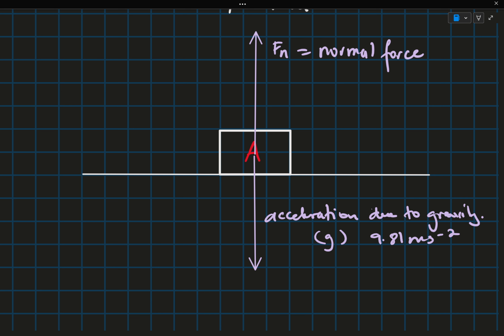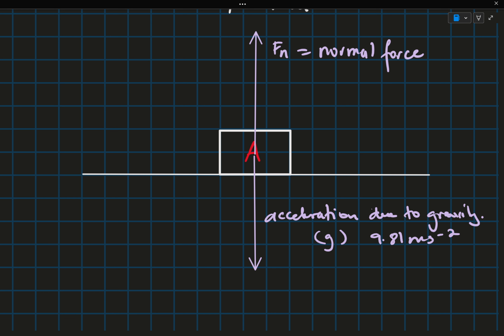Alrighty? So that's fine. It shows why the box doesn't just fall through the table. There's an equal and opposite force that cancels it out, so it just remains there, static.